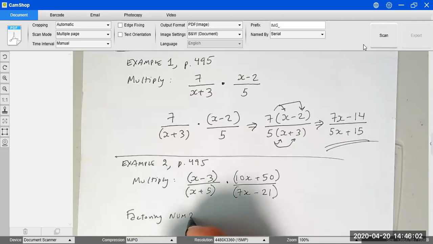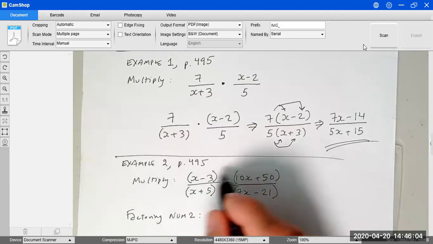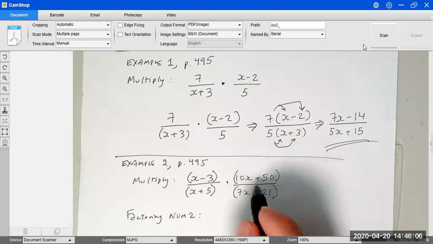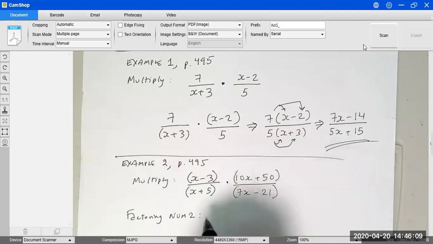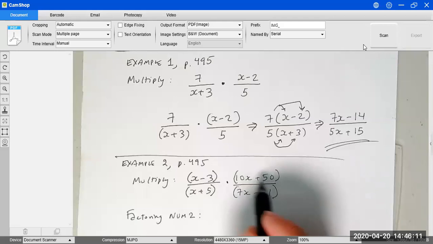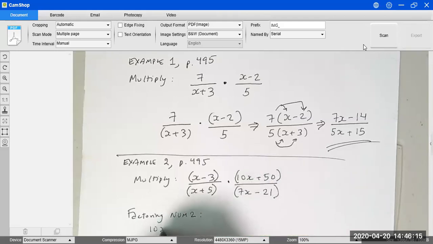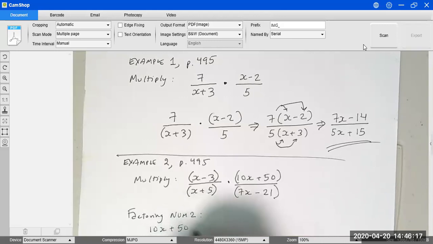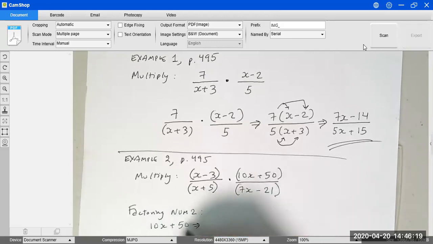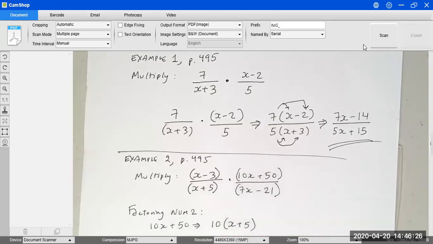This is the first numerator, this is the second numerator, first denominator, second denominator. So I'm going to do factoring from the second numerator. So I'm going to factor 10x plus 50. So what is the greatest common factor here? The greatest common factor is 10, and you're going to get x plus 5.